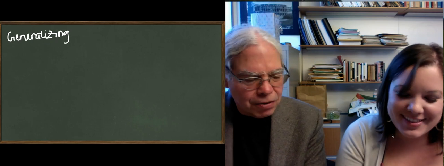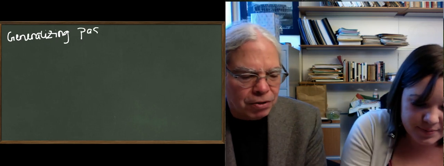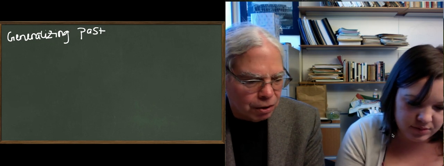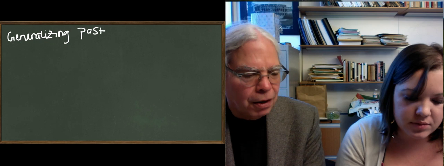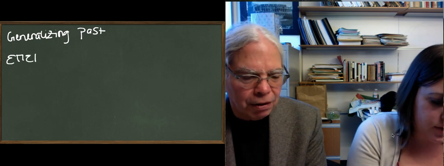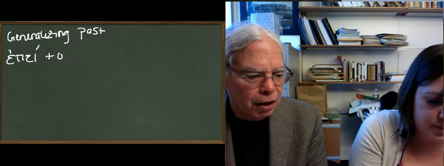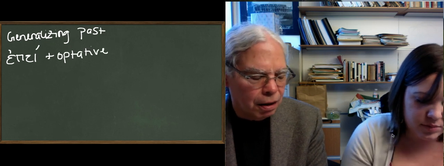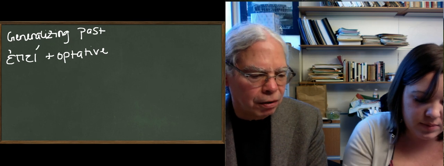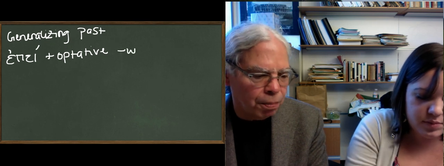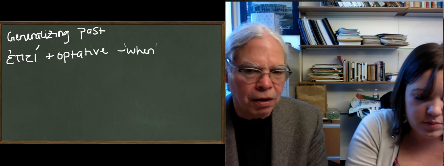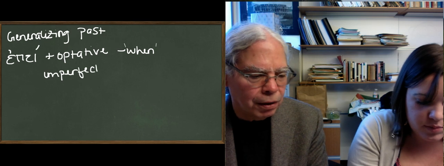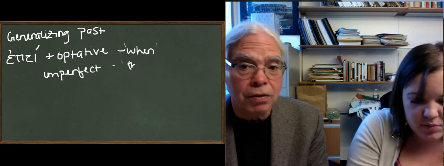Okay. So generalizing in the past gives us a past general condition. Whenever we built houses, we used bricks, so we're going to use epe with the optative. Remember, this is the way past generals work. An plus the subjunctive and the present indicative for the present general. Then for the past general, epe or epe de or hate plus the optative in the when clause, and then the imperfect in the then clause. Whenever we built houses, we used to use bricks.